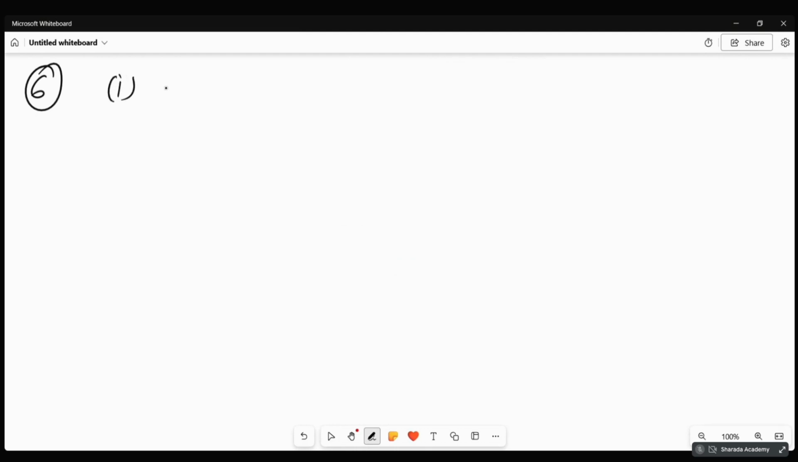First question: minus 1 comma minus 2, 1 comma 0, minus 1 comma 2, and minus 3 comma 0. So there are 4 points given. Name the type of quadrilateral formed, if any, by the following points and give reason for your answer. So I can call this A, B, C, D. Okay, there are 4 points. Now check with the distance formula.